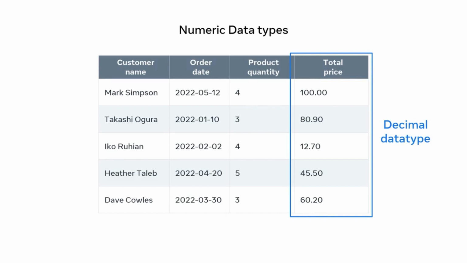For example, an item that costs $80.90 is a fractional value. 80 is a whole number and 90 is a decimal. Whole numbers can also be inserted. The database will add a decimal point along with a fractional value of 0.